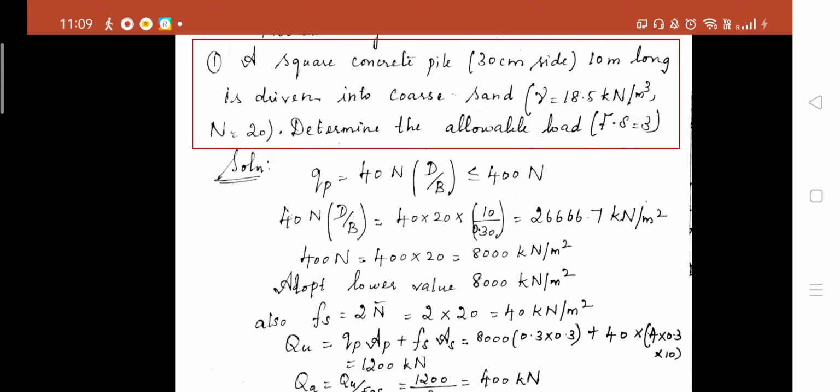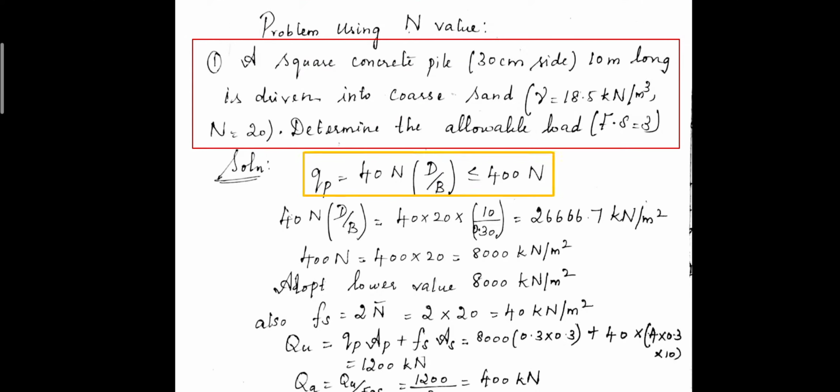Next is 400 into N. 400 into 20, that is 8,000 kilonewton per meter square. Now we choose whichever is smaller. We choose the value whichever is smaller as the point resistance qp. So whichever is smaller is taken. The smallest is 8,000. So 8,000 kilonewton per meter square is adopted as small qp.